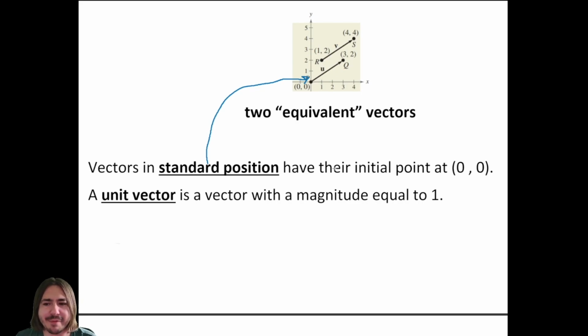Just a real quick vocabulary term before we move on. A unit vector is a vector that has a magnitude equal to 1. So if it's got a length of 1, for instance, like this little vector right here, where you can clearly see that the length is 1, that would be considered a unit vector, just like how we have a unit circle.